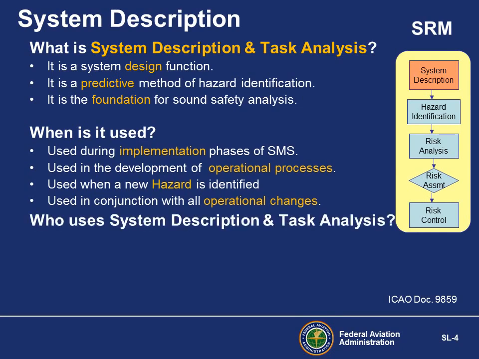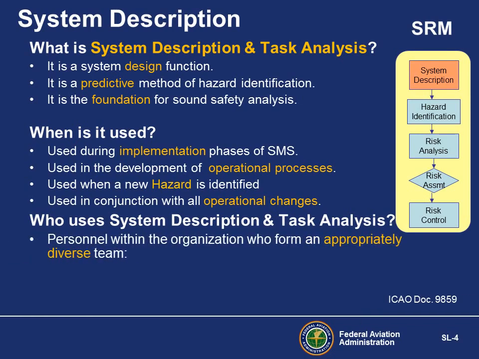Who uses system and task analysis? You need an appropriately diverse team, stakeholders, and subject matter experts. Remember, the system description and task analysis need only be as complex as needed to design procedures, develop training, identify hazards, and to prepare documentation for employees and other users. The level of detail required will vary depending on the complexity and safety criticality of the processes involved. Detail beyond this point is not necessary.